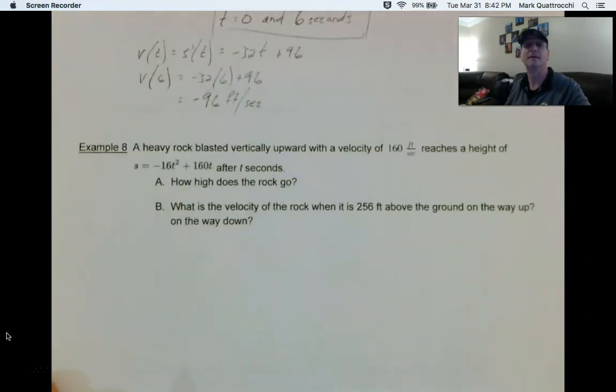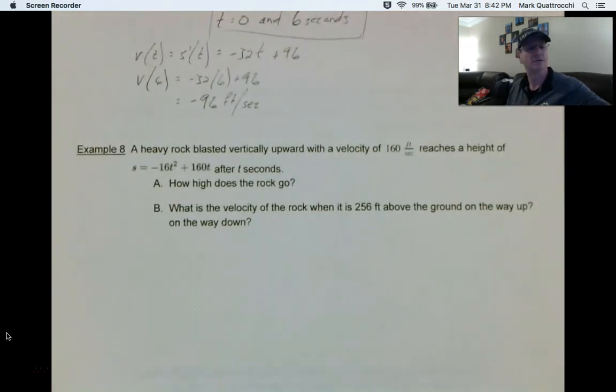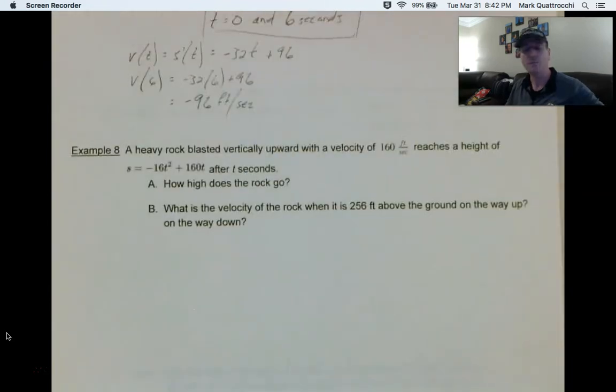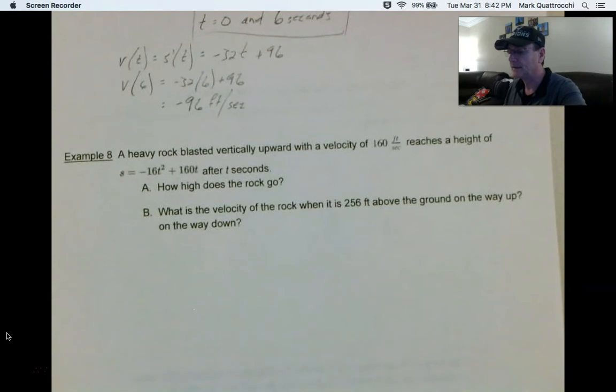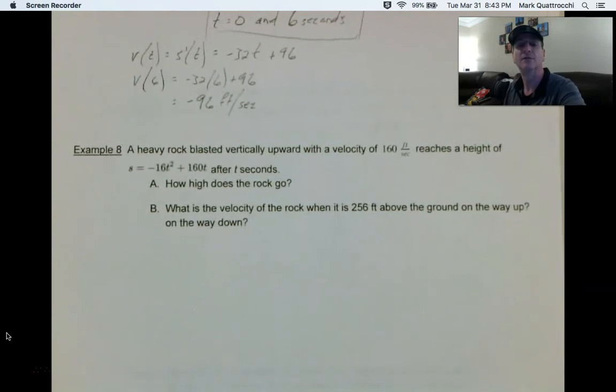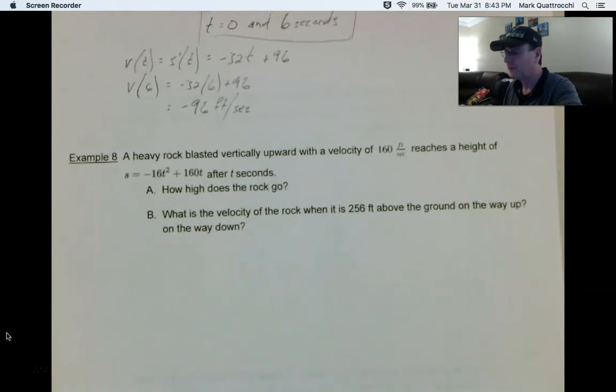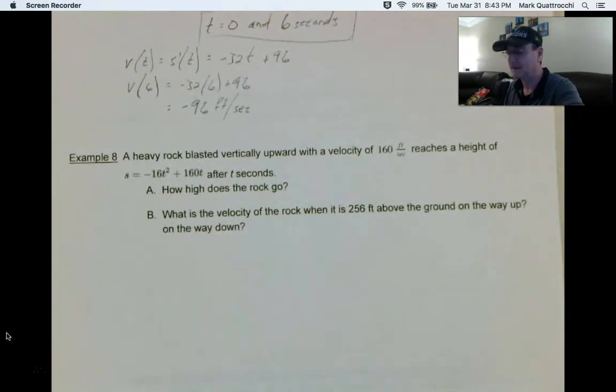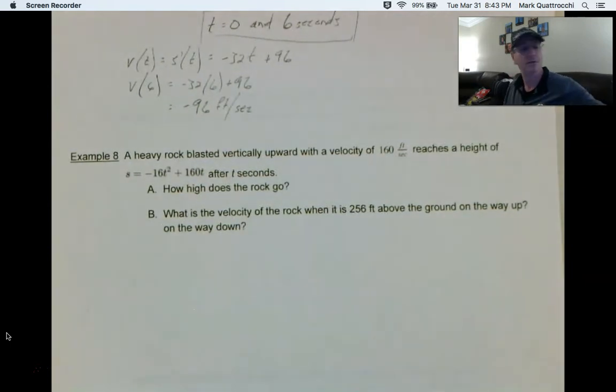Question number 8. This is the question that we're going to use this picture for. A heavy rock is blasted upward with a velocity of 160 feet per second, reaches a height of s after t seconds. How high does the rock go? What is the velocity of the rock when it's 256 feet above the ground on the way up and on the way down?